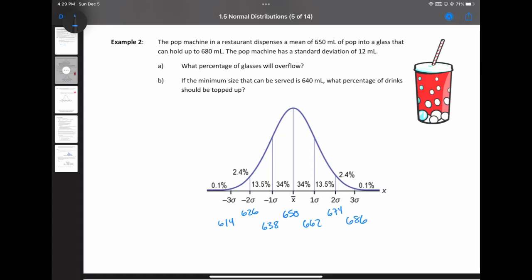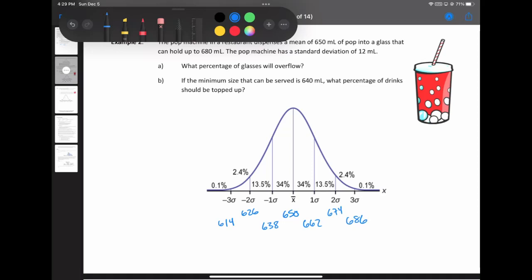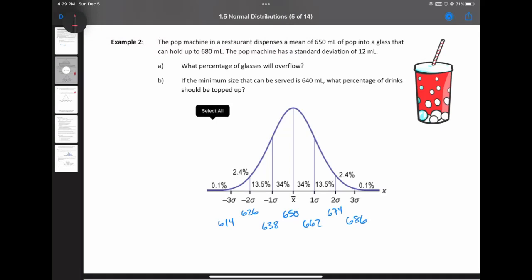Okay, so now I'm just going to change colors for a second. Let's go to red. I'll use red for overflowing because we don't want that to happen. Red is usually make sure that doesn't happen. And it will overflow if it goes over 680 milliliters of pop. Well, where is 680 on this graph? 2 standard deviations is 674. 3 standard deviations is 686. So it's actually going to be right in the middle. And I'm going to look at the area under the curve there. So that's going to represent this part up here.